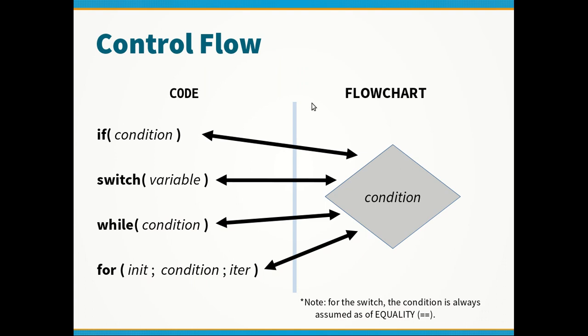These are now the symbols in the flowchart that relate to the following control flows, whether it's while, for, switch, or if. We are doing a condition. The only thing different again is which can only be used for equality.